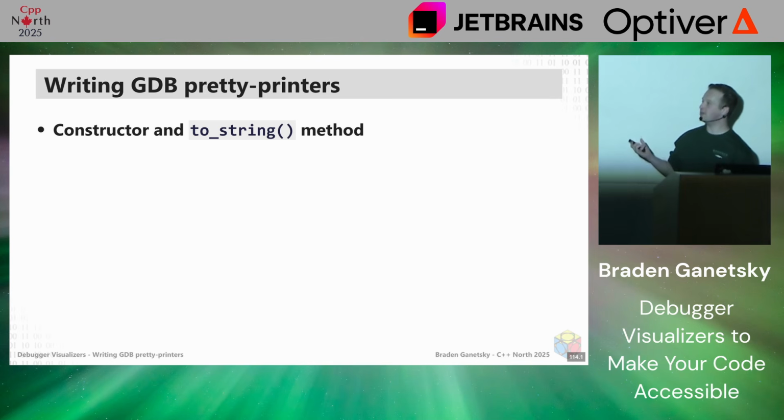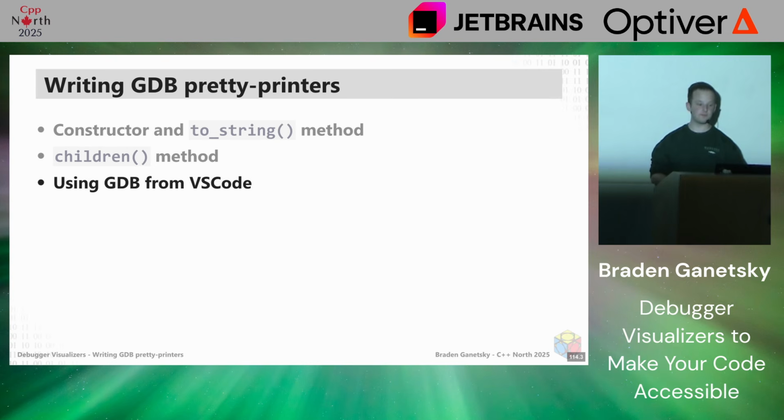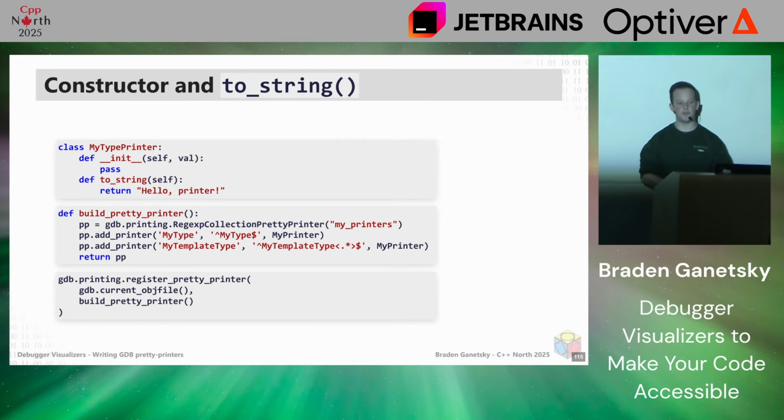So here's how to write a GDB pretty printer. We'll talk about constructors and the toString method. We'll talk about the children method. And then we'll talk about using GDB from VS Code, which is where GDB turns from a command line interface into a GUI. But we'll get there.